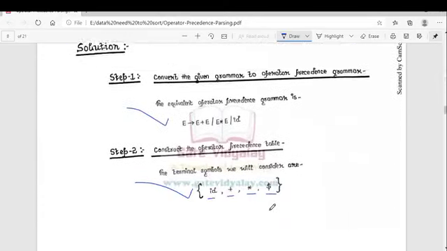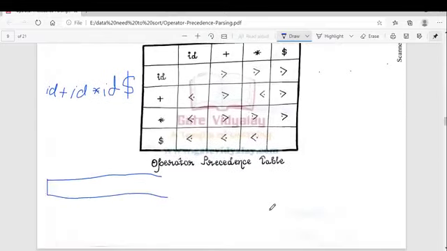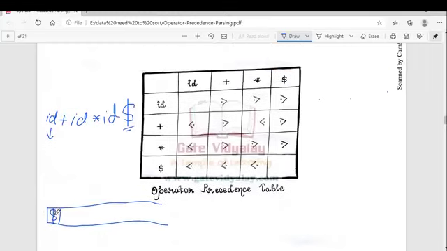We will implement it here. Okay. The start of the string should be a dollar sign, and it will be in the stack. And the end of the string, a dollar sign, should be written here. First of all, we start with this, and over here we look at id. First input string. Okay. We will read it like dollar sign and id.